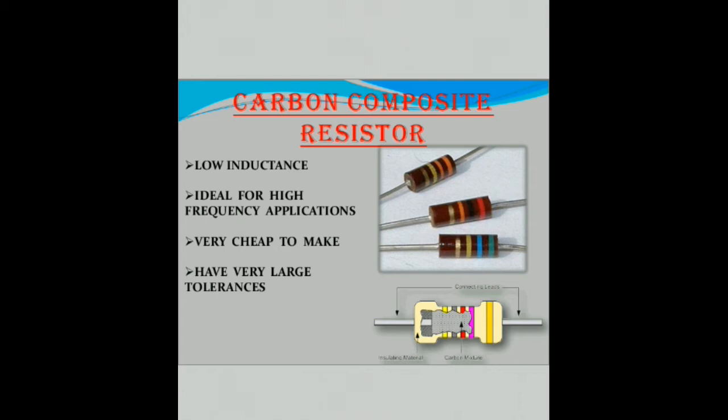Very cheap to make. It means the resistors are of very low cost, and have a very large tolerance limit. So we should know what the tolerance limit of a resistor is. If we take a resistor having a tolerance limit of 10%, and the resistor has a resistance value of 10 ohm, it means that the value may vary, increasing up to 10%, or the value may be below by 10%.